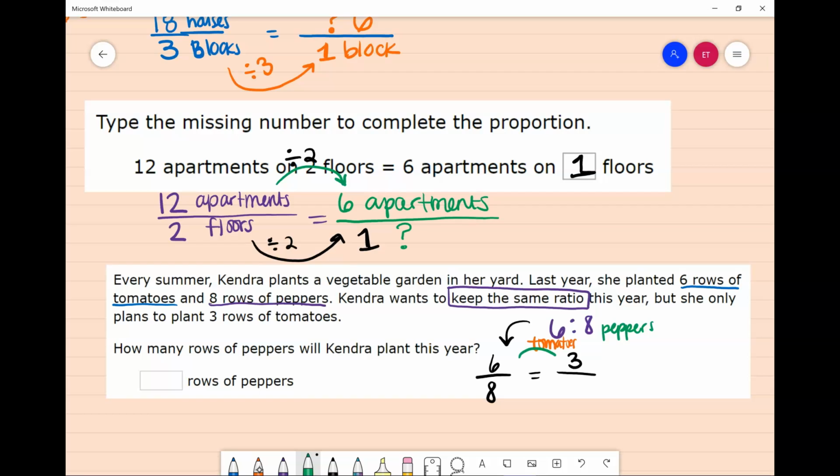Then what I'm going to do, because I'm going from a larger number to a smaller number, I'm going to divide. 6 divided by 2 is 3. Whatever I do to the top, I have to do to the bottom. 8 divided by 2 is 4. So how many rows of peppers will Kendra plant this year? She will plant 4.